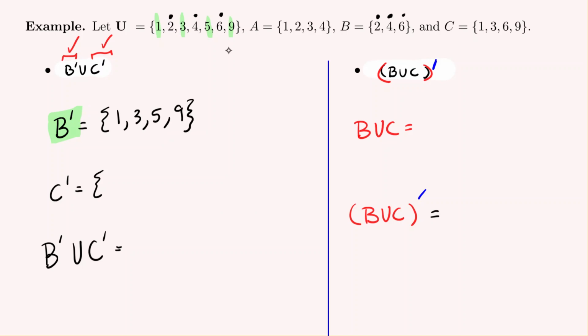Okay. I erase that, and then I repeat the process with the elements of C to find C complement. 1 was in C, so it's excluded from C complement. 3 was in C, it's excluded, as was 6 and 9. So the only elements remaining for C complement are 2, 4, and 5.